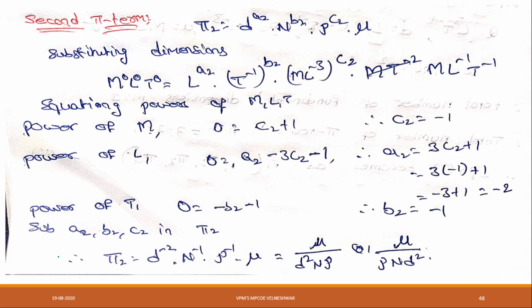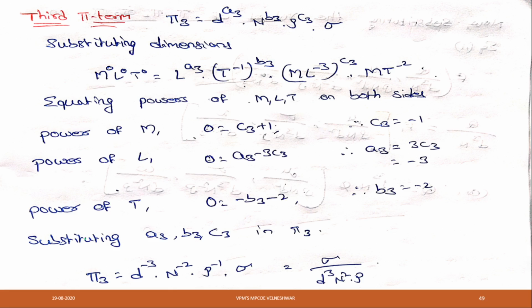Only the change, substitute the values in pi 2. Here I am getting a2 as minus 2, b2 as minus 1, c2 as minus 1. If I substitute all these values in pi 2, I get D to the power of minus 2 into N to the power of minus 1 into rho to the power of minus 1 into mu. That is equal to mu divided by D square into N into rho. Similarly, find out the value of the third pi term.